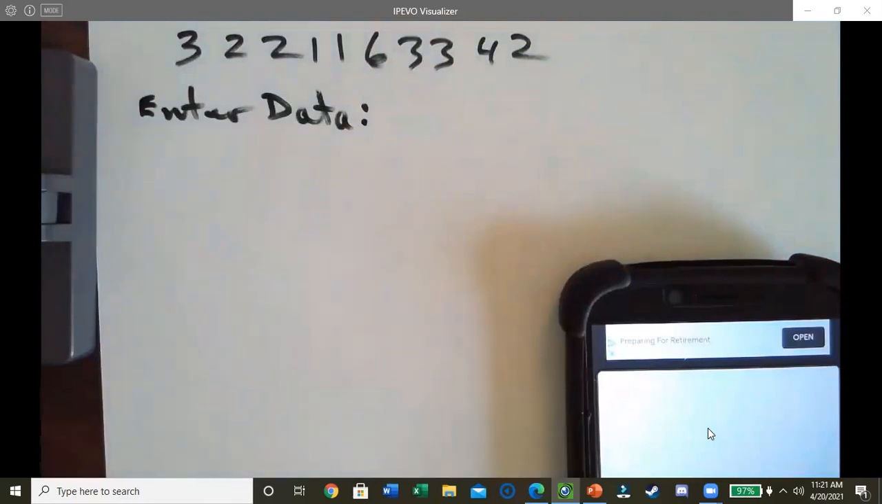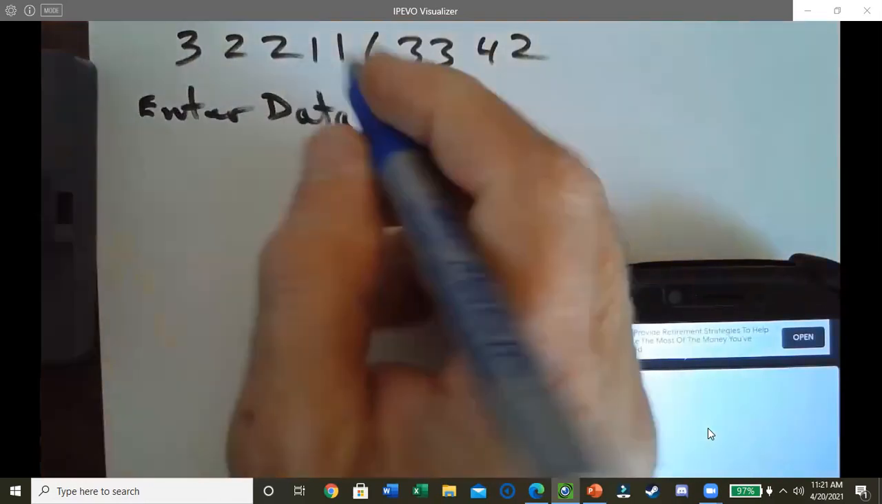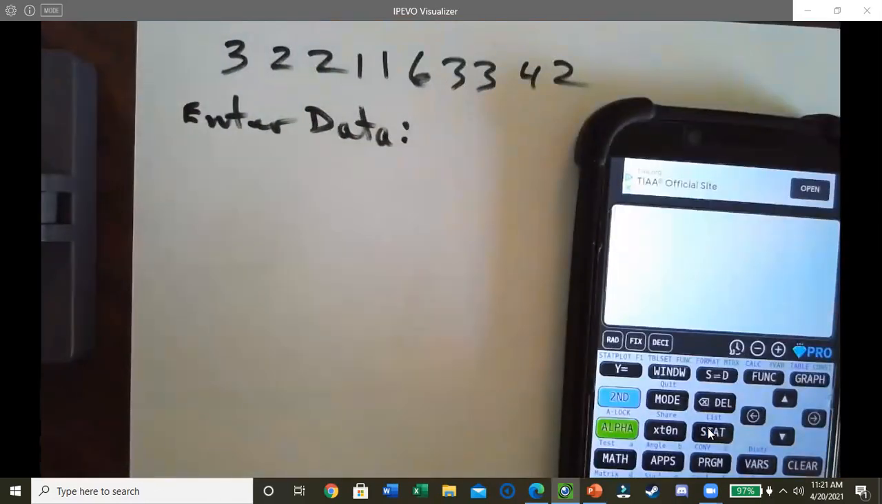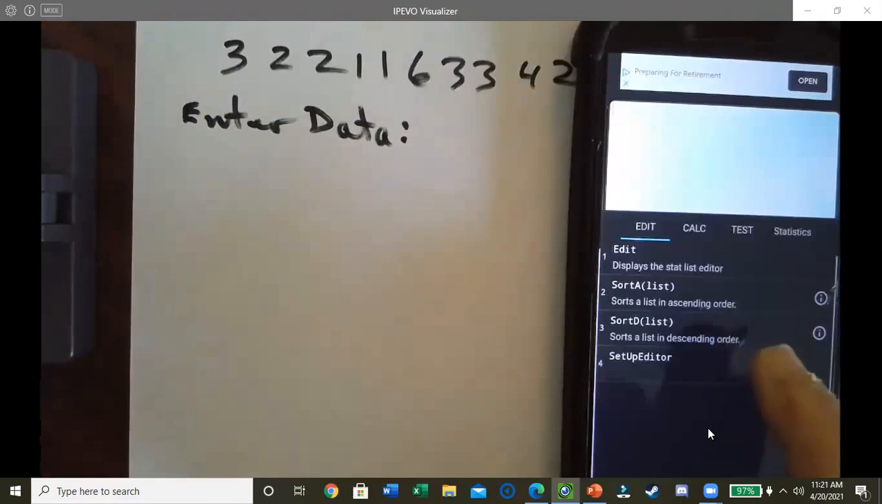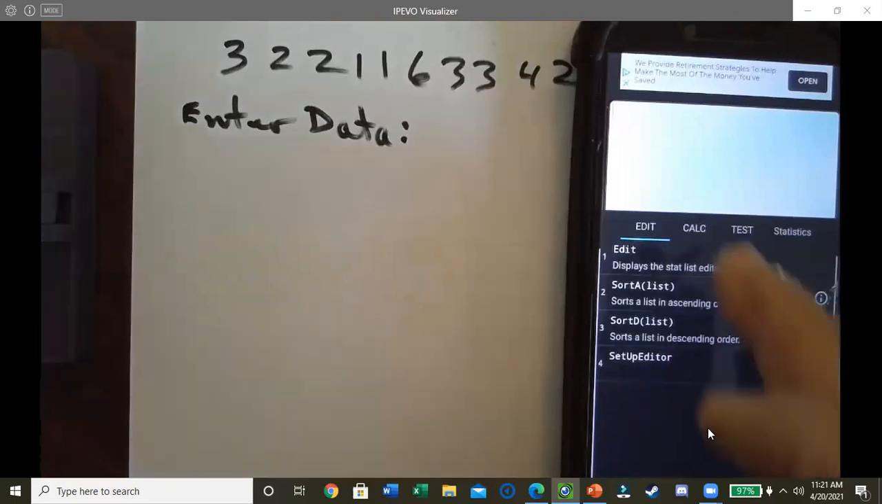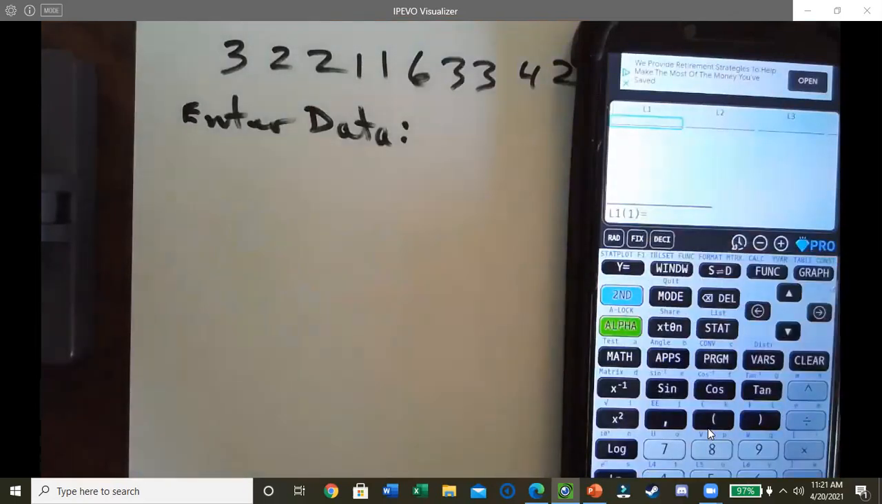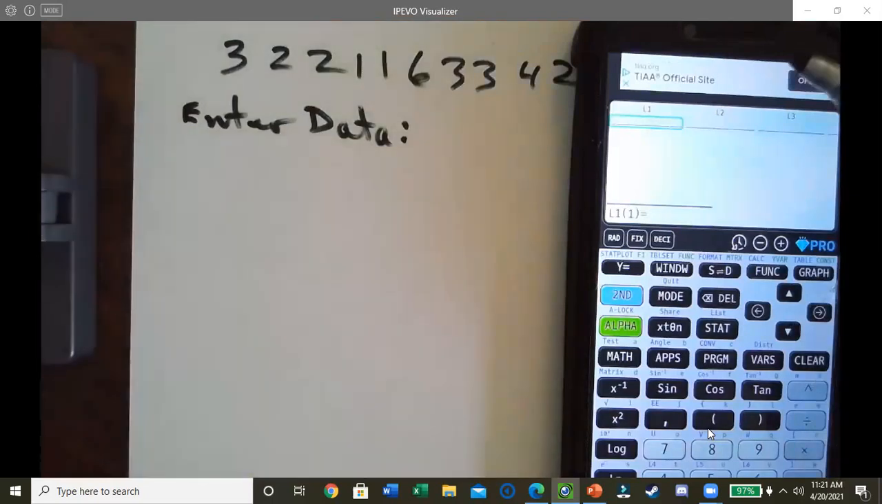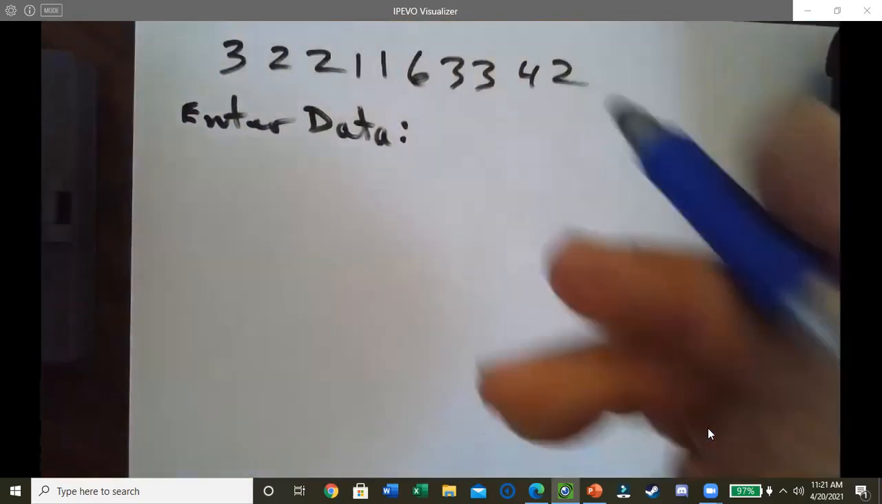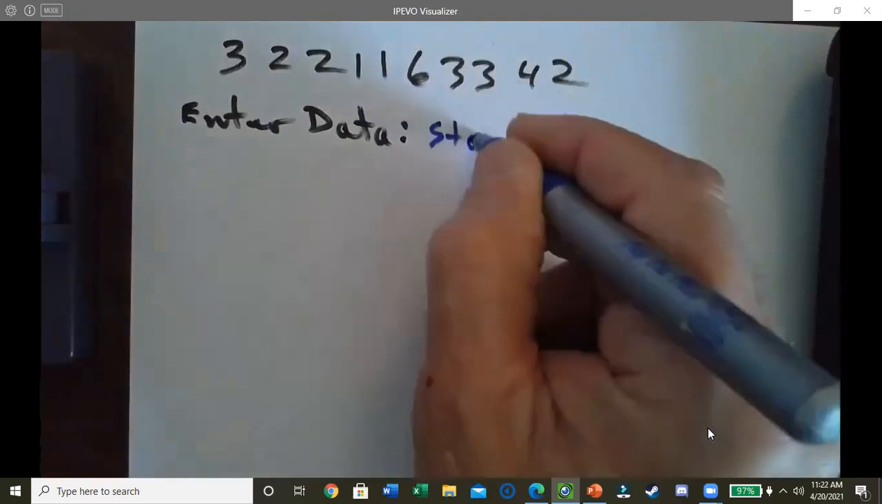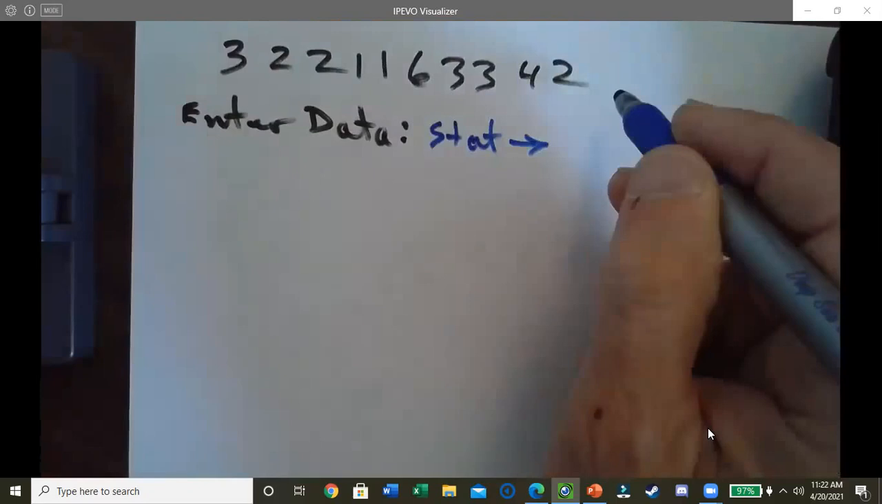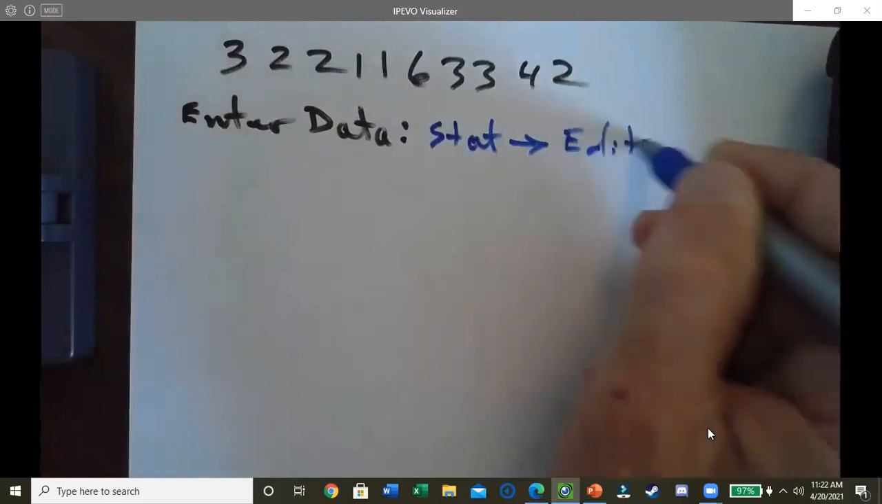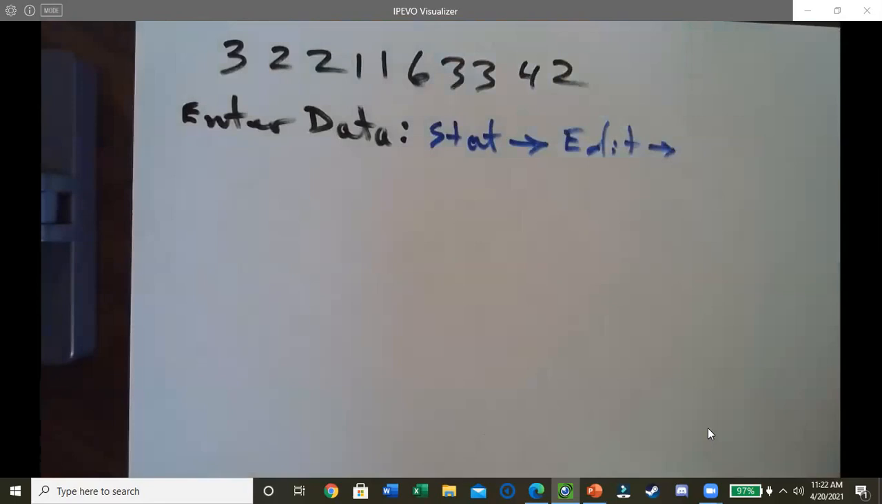Okay, and so to enter the data, you go to stat. You go to stat right here where it says stat. You go to that, and then you're going to go to edit, which is right here, and then you're going to enter your data. And notice it says L1. So you're going to go to stat on your calculator, and then edit. And then you're going to enter your data.